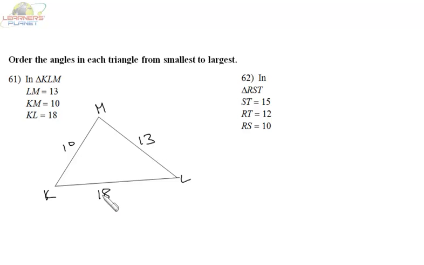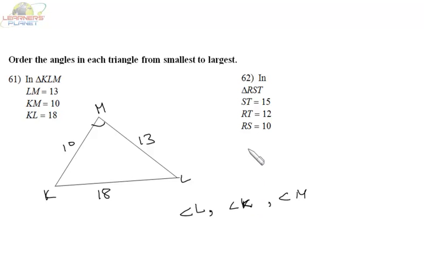Okay. Now, which is the biggest length? That is this KL. That means the angle opposite to it will be the biggest. That means angle M is biggest. Then, which is the smallest length? That is 10. So, the angle opposite to it will be the smallest. So, it's angle L. Okay. And in the middle, the remaining angle, that is angle K, will be there.